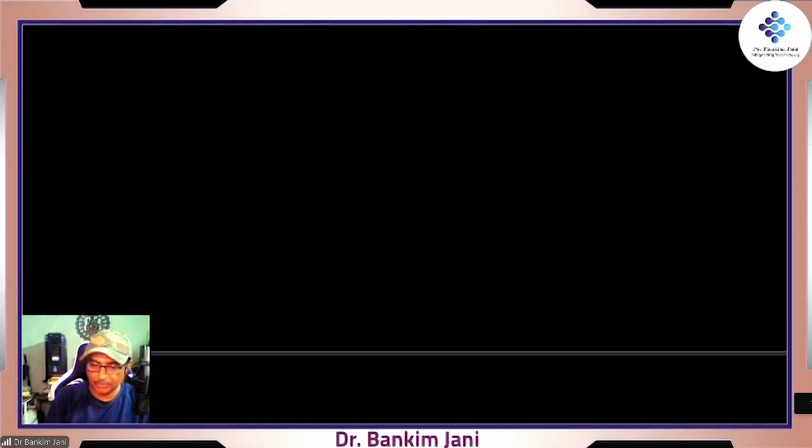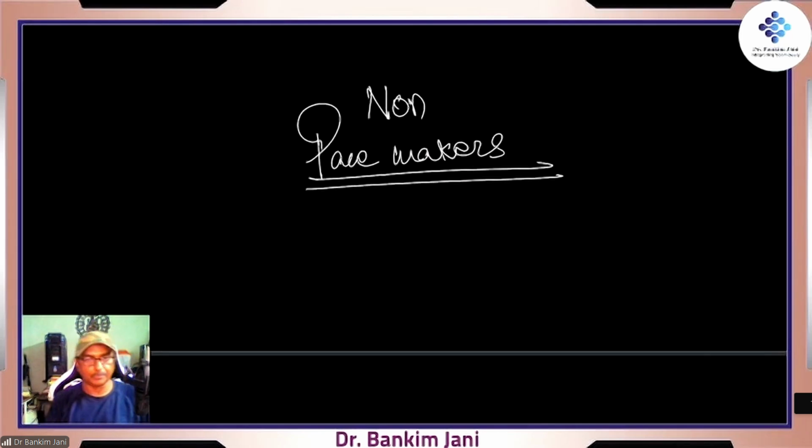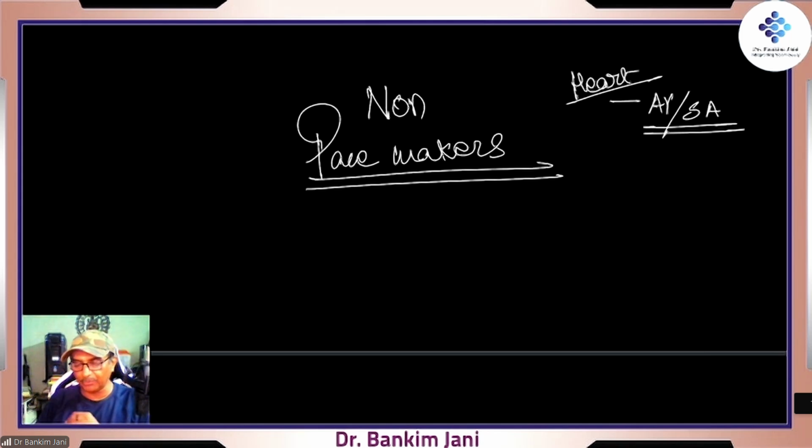Now we'll be talking about non-pacemakers. In non-pacemaker, it is the heart minus AV or SA. The entire heart tissue except the SA node and AV node. The rest is all considered as non-pacemaker.